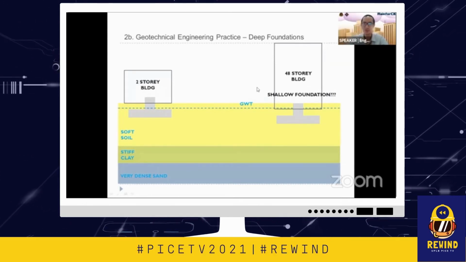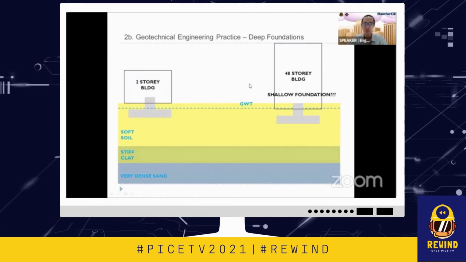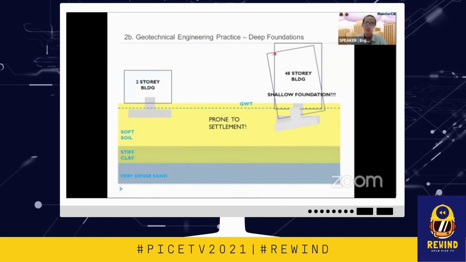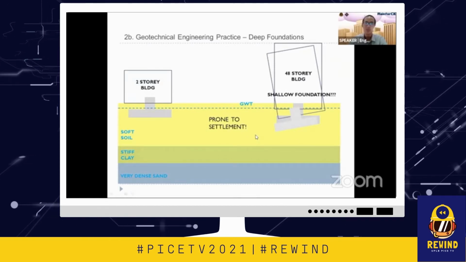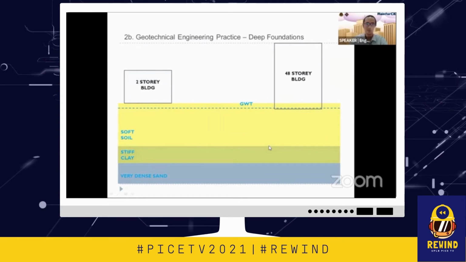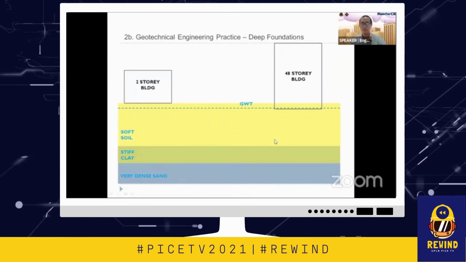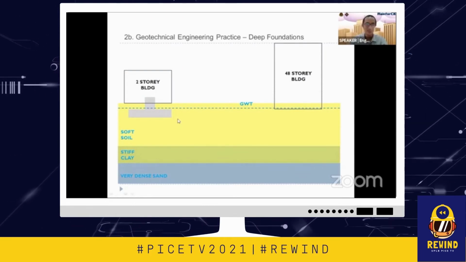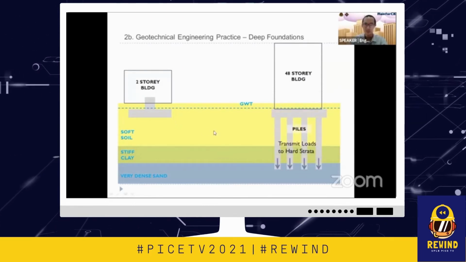Thank you. Okay, so shallow foundations will not work. Why? The building will be prone to settlements. Okay, so what do we do? So the two-story building is on shallow foundations.